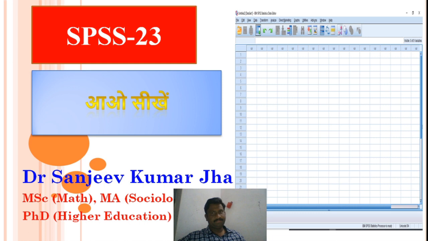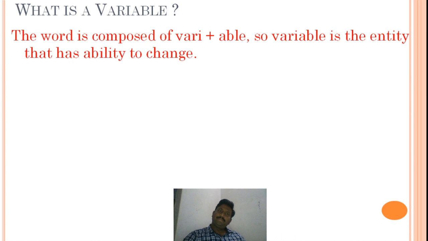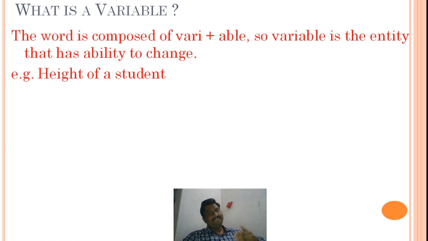So the most important question is, what is a variable? The word is composed of vary plus able. So variable is the entity that has the ability to change. Vary means change, able means ability. So variable means ability to change. For example, height of the student can be one variable. It will change with the time.